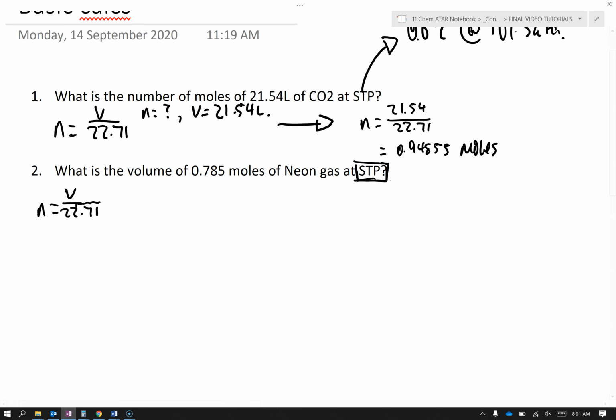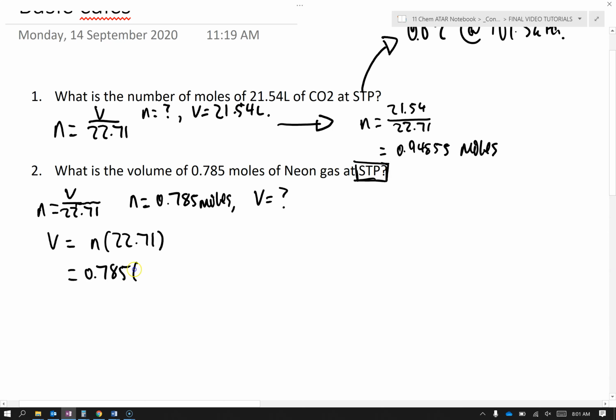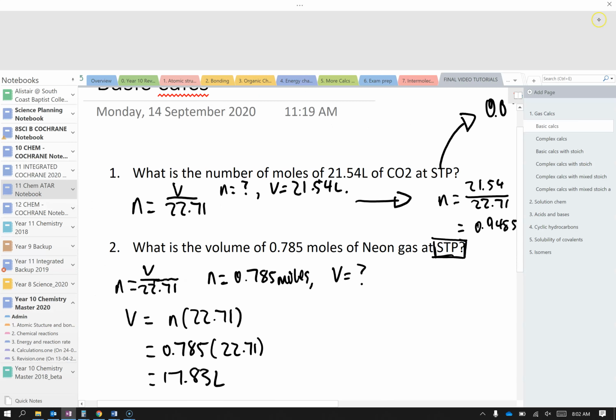So there's our formula. What do we know? Well, we know that our number of moles, our lowercase n, is equal to 0.785 moles. And we know that volume is unknown. I can now rearrange my equation and say that V is equal to n times 22.71, which is 0.785 times 22.71, and that gives me 17.83 litres. Happy days. Okay, so that is some basic calcs.